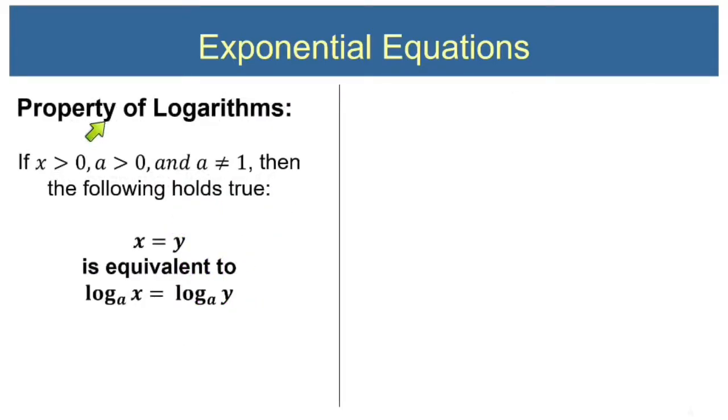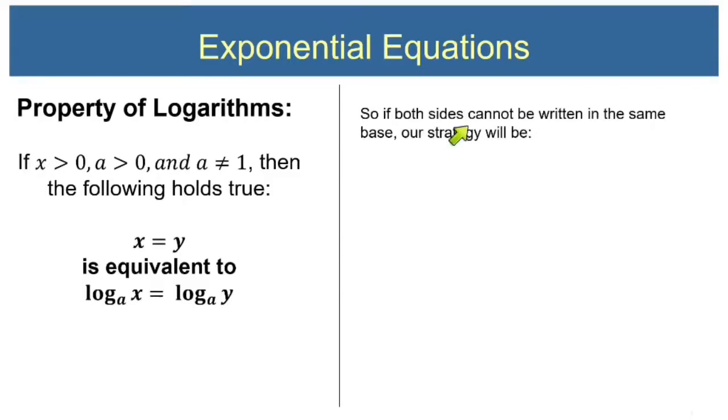So in order to do that, we're going to use what's called the property of logarithms, and this is what it says. If you have a positive x and a positive a, as long as a is not equal to 1, then the following is true. If x equals y, so you have some positive number equal to some other expression, then that can be restated as log base a of x equals log base a of y. In other words, if two things are equal, you can take the log of both sides with the same positive base, and then that statement will also be true. And you might be saying, well, how is that going to help? So that's what we're about to find out right now.